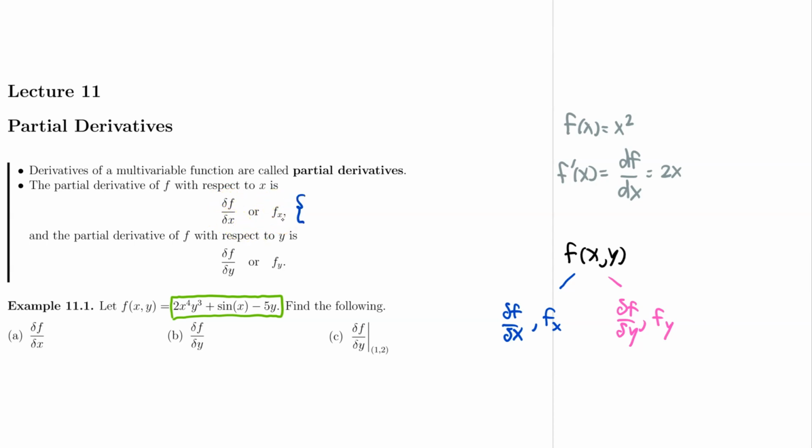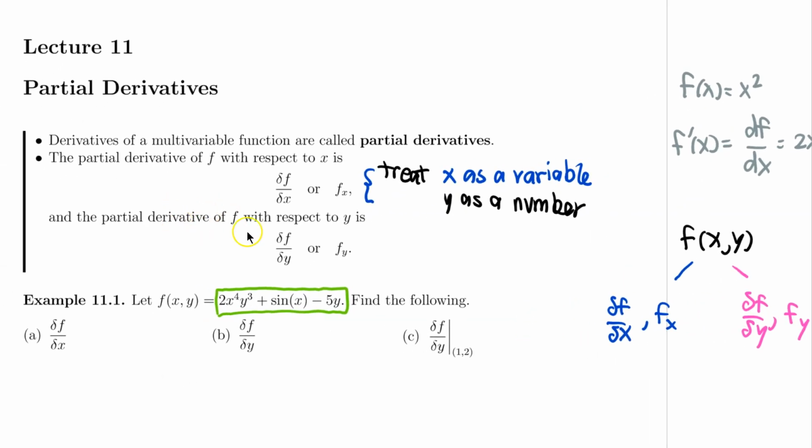What's going to happen here is, I'm going to treat x as a variable, and then I'm going to treat y just as a number. On the other hand, if I want to take the partial derivative with respect to y, then I'm going to do the opposite. I'm going to treat y as a variable and I'm going to treat x as a number. So I'm going to think of x as just a number and then my y is going to be a variable.